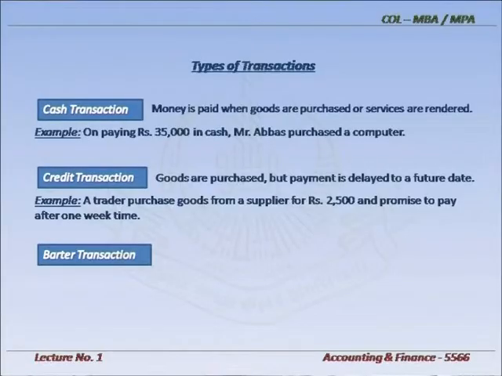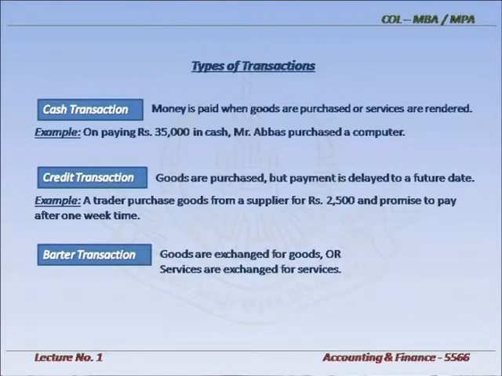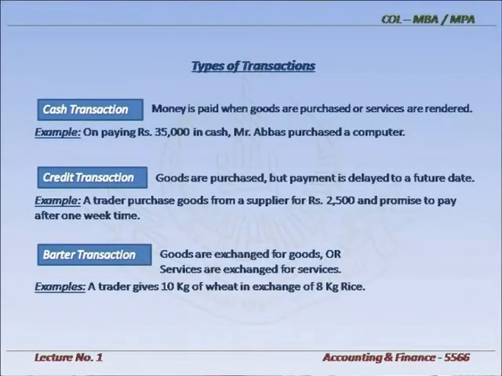At the last, we discuss barter transaction. It is a transaction in which goods are exchanged for goods or services are exchanged for services. This exchange is made between two different types or natures of goods and services. For example, a trader gives 10 kg of wheat in exchange of 8 kg of rice. All these three are the types of financial transactions as these meet the criteria as per the definition of financial transaction.